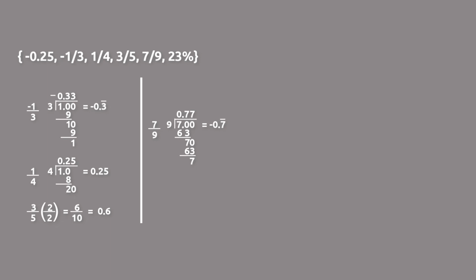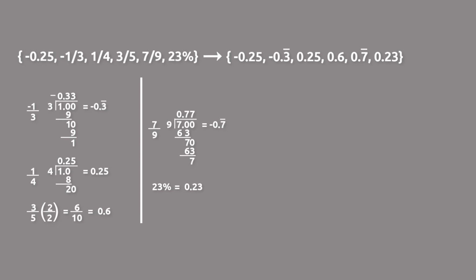And then last but not least, 23%. We just move the decimal place 2 places to the left, and we know that that's 0.23. So if we just rewrite the set as what we just determined, we have negative 0.25, negative 0.3 repeating, 0.25, 0.6, 0.7 repeating, and last but not least, 23% is 0.23. So let's go ahead and order those.